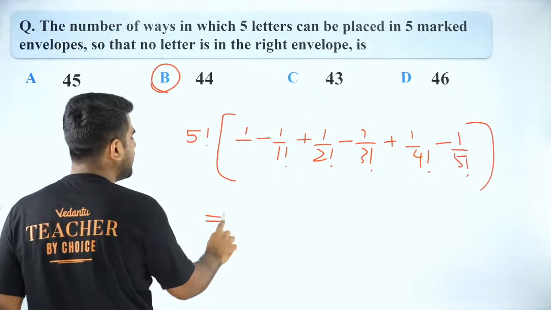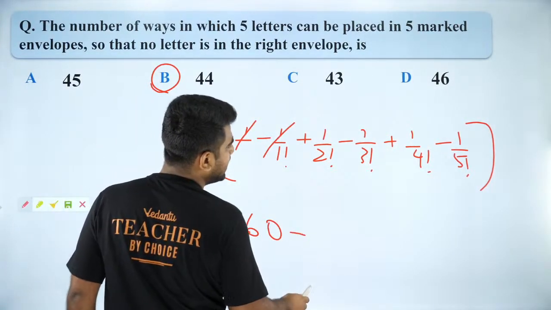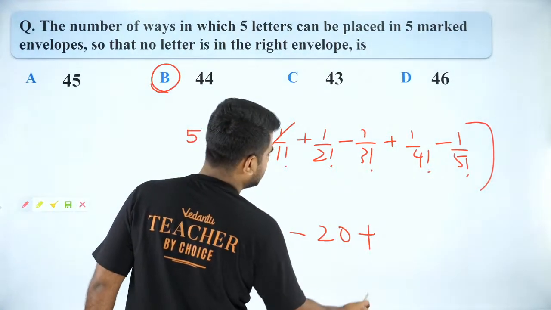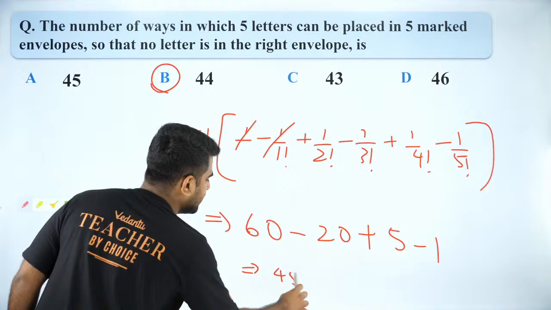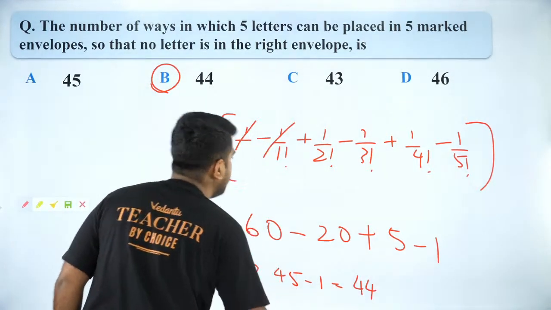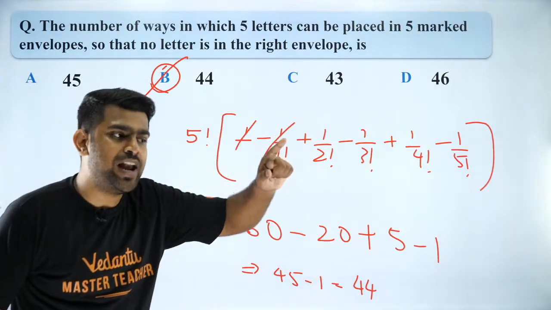So what is the answer? These two will anyway get cancelled. It will be 60 minus 20 plus 5 minus 1. So that will be 45 minus 1, which is 44. So 44 is the answer. I hope you guys are clear with it. Did you all understand it?